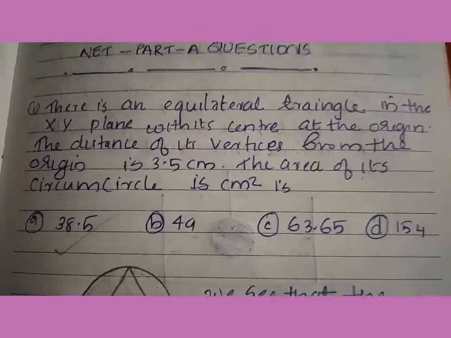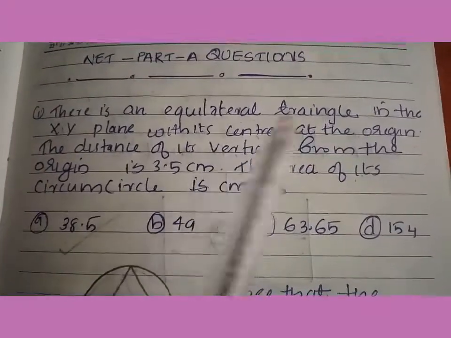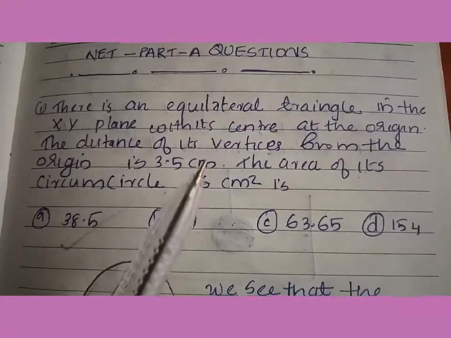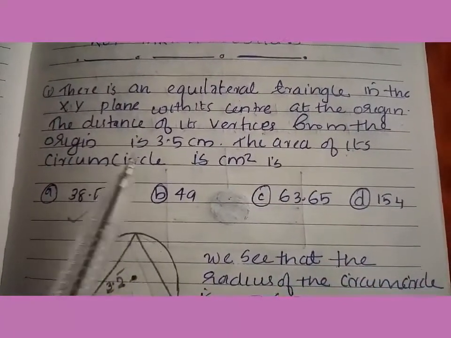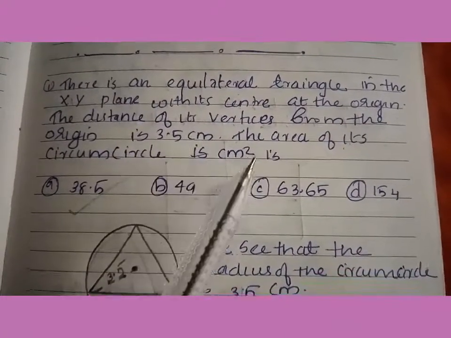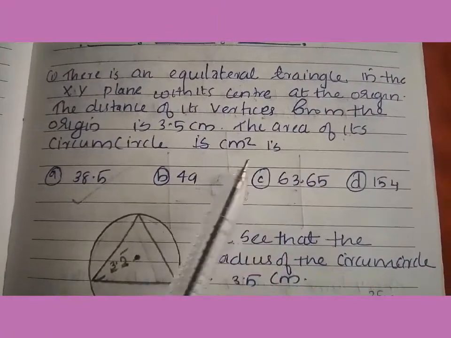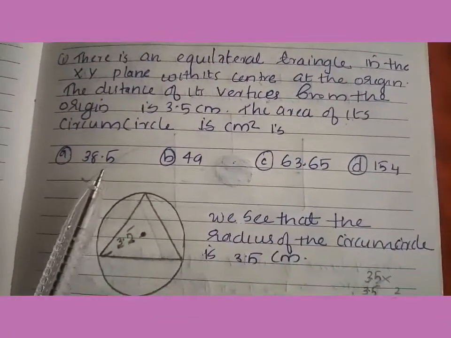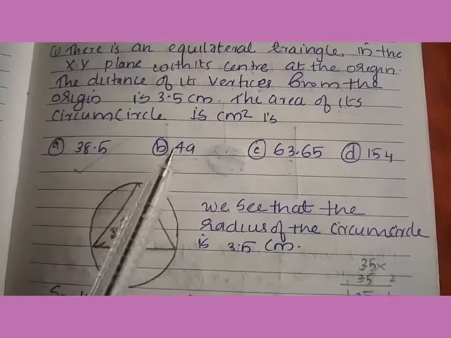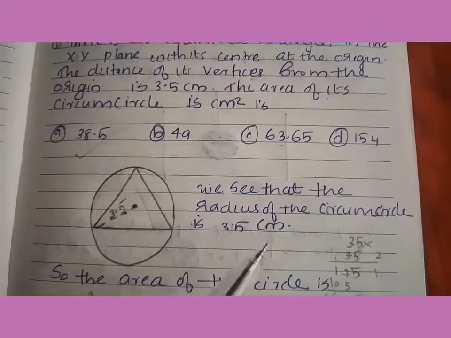Today we are going to study NET Part A questions. There is an equilateral triangle in the xy plane with its center at the origin. The distance of its vertices from the origin is 3.5 cm. The area of its circumcircle in centimeter square is: option A 38.5, B 49, C 63.65, D 154.